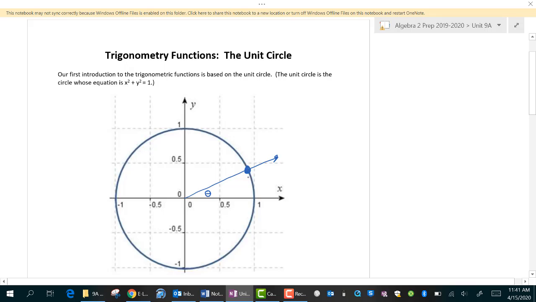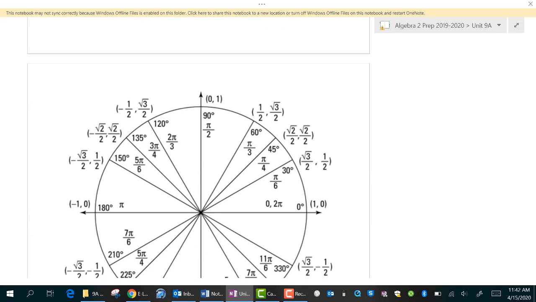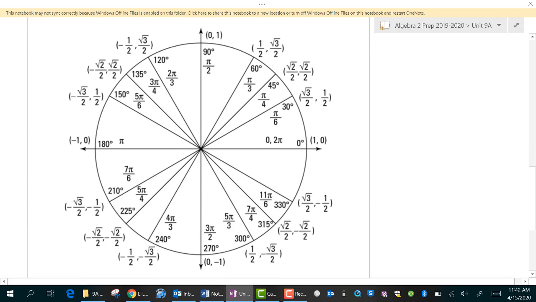And remember, in order to do so, we said that the x-coordinate was cosine of theta, and the y-coordinate was sine of theta, which is just the angle measurement here. And we focused the last 2 days on the first quadrant. Today we're going to be extending those points to all of the other 3 quadrants. So I'm going to show you what a completed unit circle looks like if you have not seen one already. So here's what the unit circle looks like in its entirety.